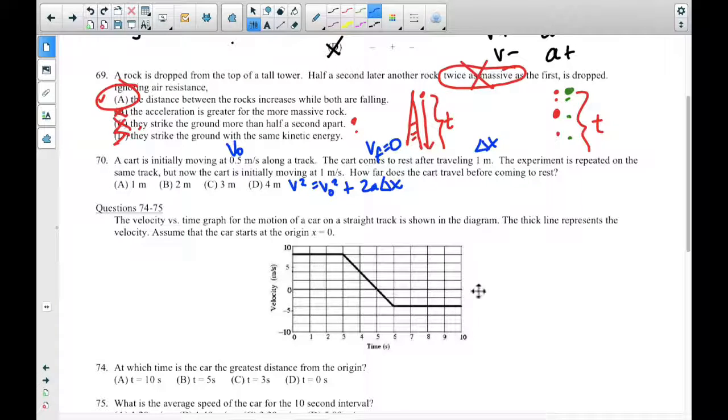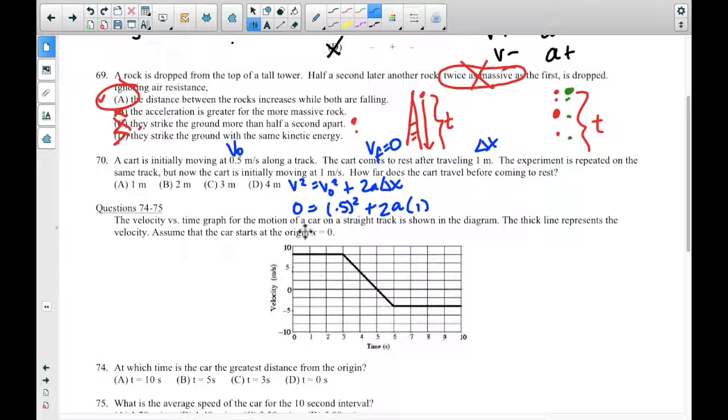Let's use this equation and see what we can make of it. So I'm going to use this equation for the first cart, and the first cart, its final velocity is 0. Its initial velocity is 0.5, and I'm supposed to square that. And I don't know what the acceleration is, but the distance is 1 meter. So now I can solve this for A.